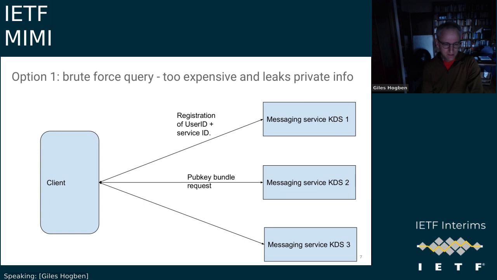So we looked at three possible solutions. One is a client fan out. I'm not going to go into these in too much detail. I'm going to focus on the one that we ended up recommending. But we think that the client fan out, where each client just queries the key distribution services of all possible message services that their recipient could be on, is super expensive in terms of client bandwidth, and it also leaks private information to services that you might not be sending a message to.